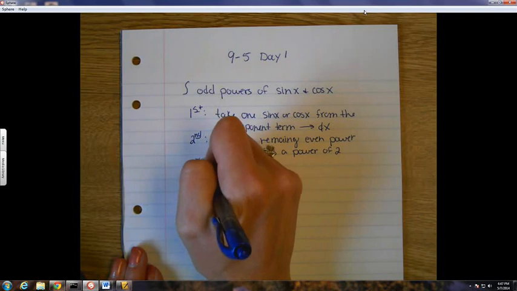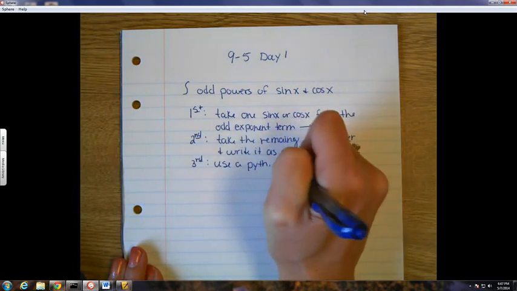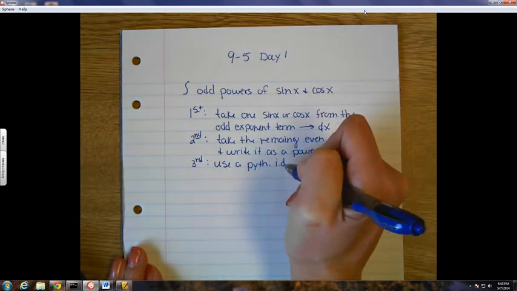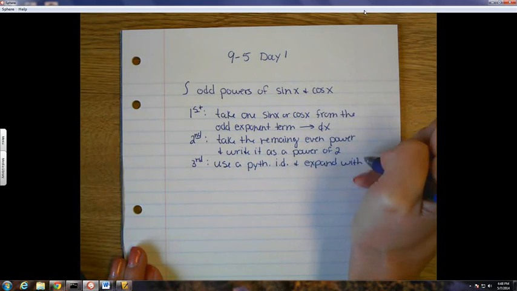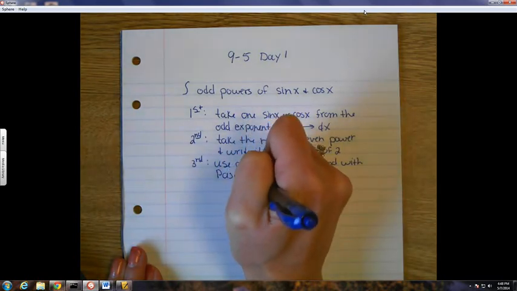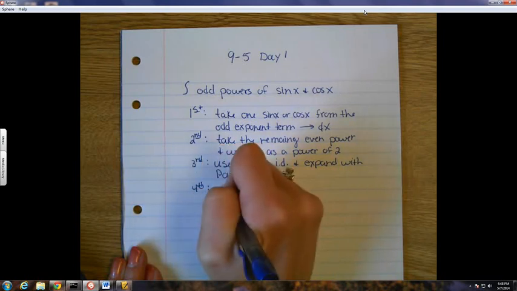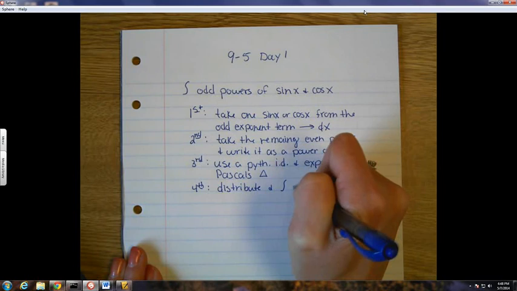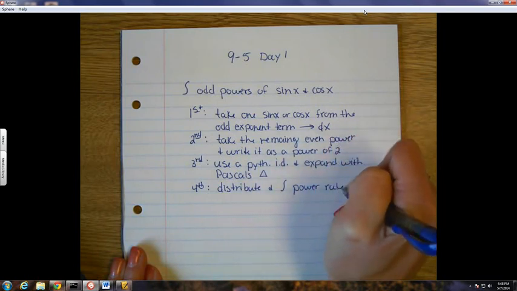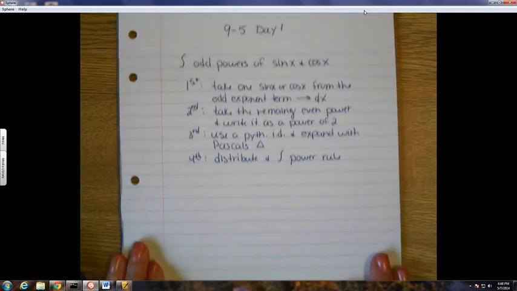Then use a Pythagorean identity and expand with Pascal's triangle. Then the last step is to distribute and integrate with your power rule. I know it sounds like a lot, but it's actually not bad. It's a little bit better than the reduction formulas, I think. Okay, so I'll take you through 4 examples today, and each one is slightly different.